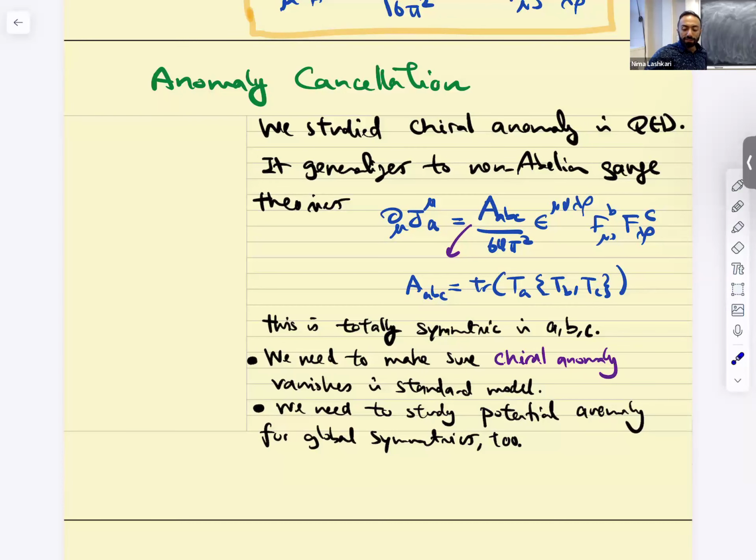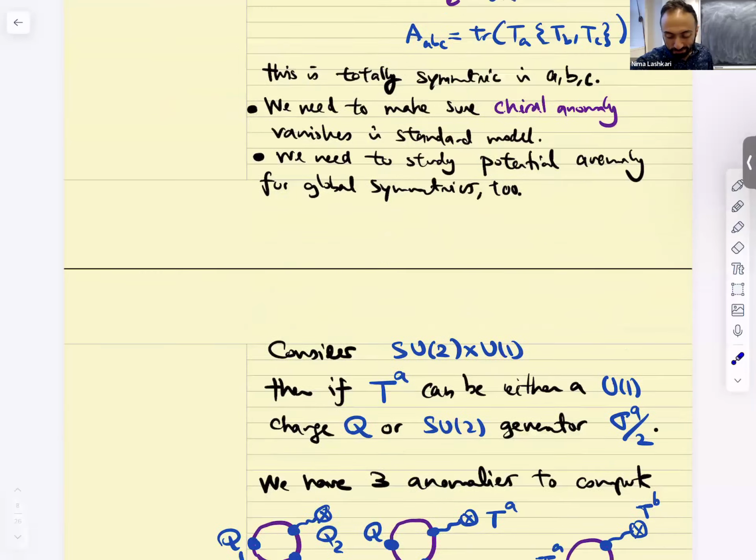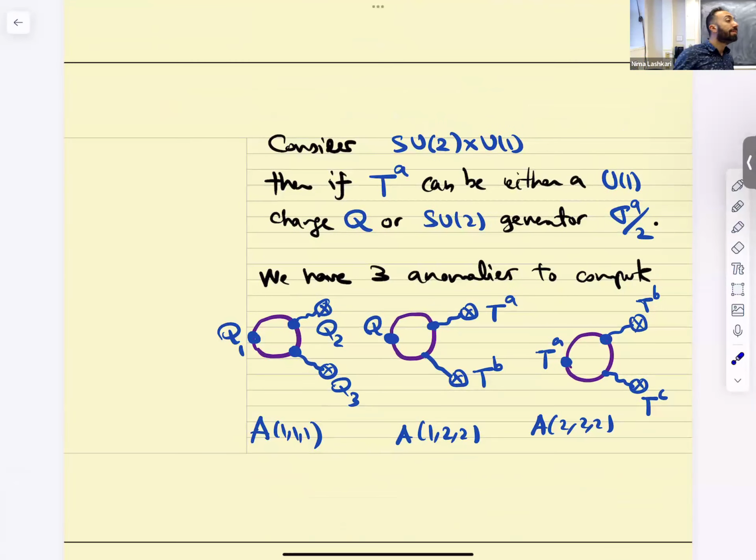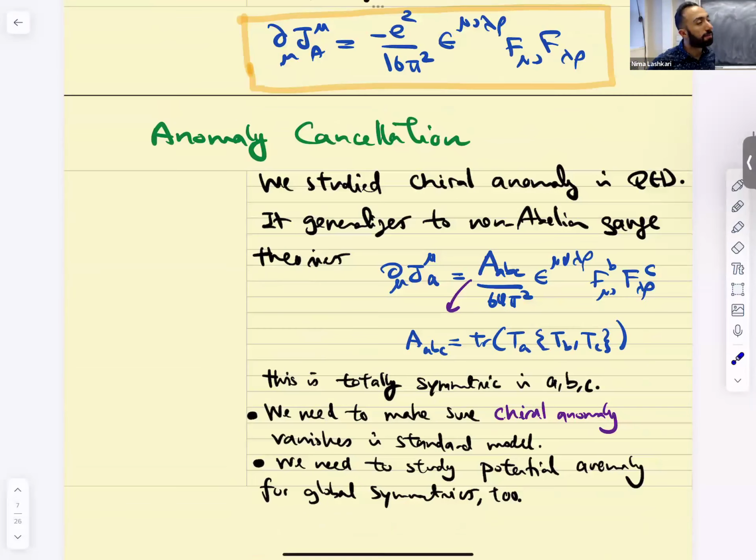And we checked, or you have, or will check, that these anomalies vanish in the standard model. You also have to be careful because you have to check anomalies for global symmetries as well. There are all sorts of global symmetries. Name a global symmetry in the standard model. Sure, but that's a discrete symmetry. Well, think about it. All right, good. Any questions?